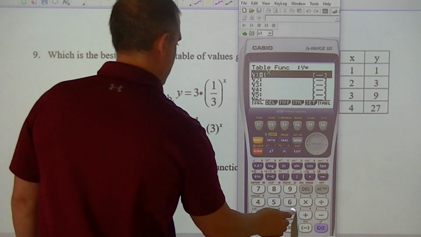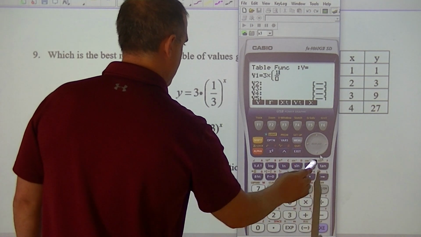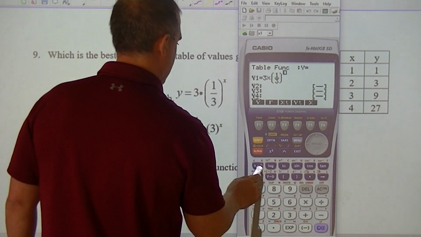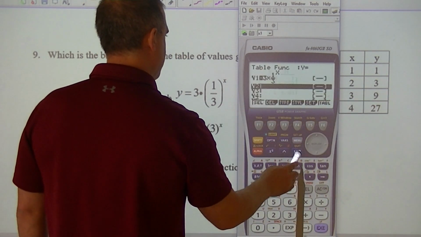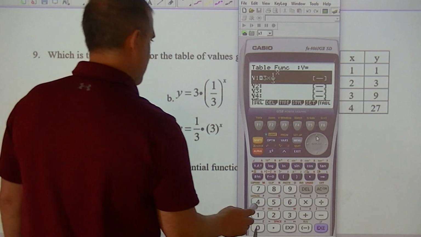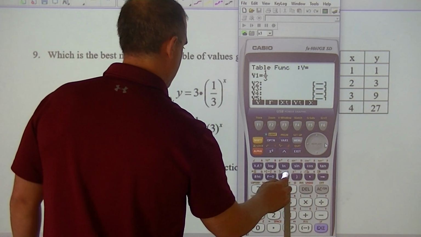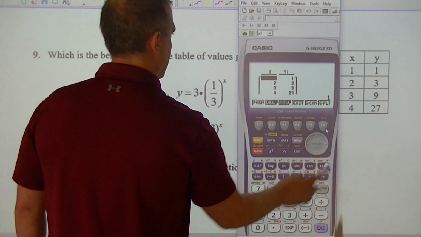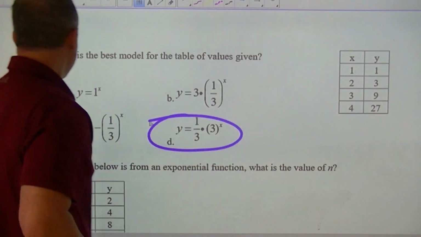Okay. 3 times fraction, 1/3 to the x. Hit table. So you can see that still doesn't match up. Let's try this one right here. 1/3, 3 to the x. Table. As you can see, that matches up, so that question is D.